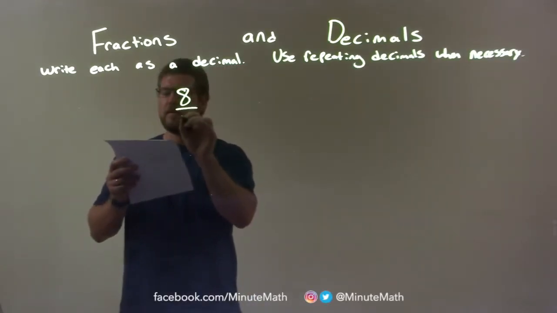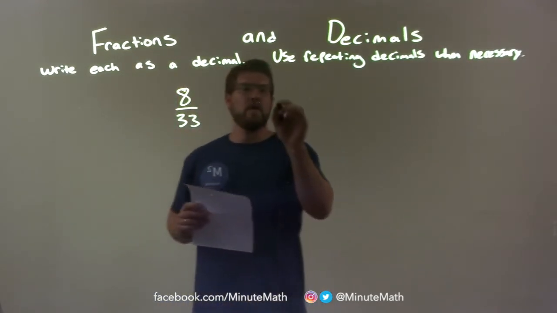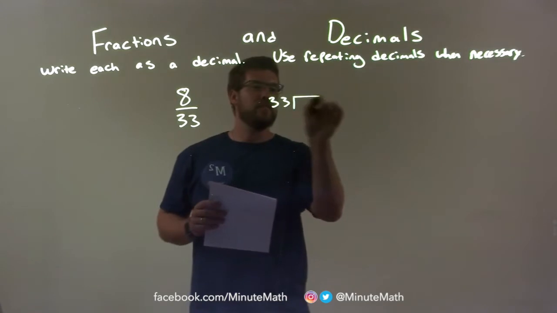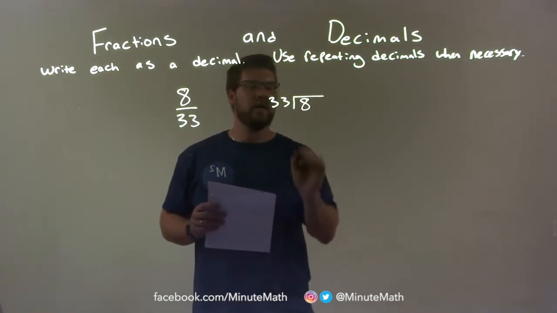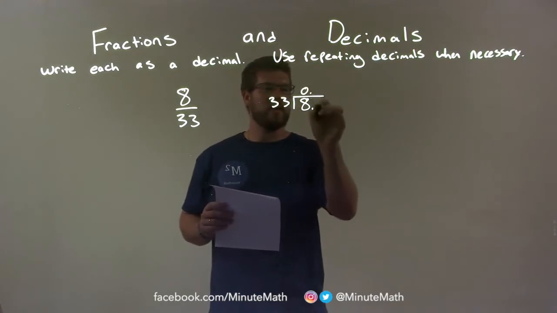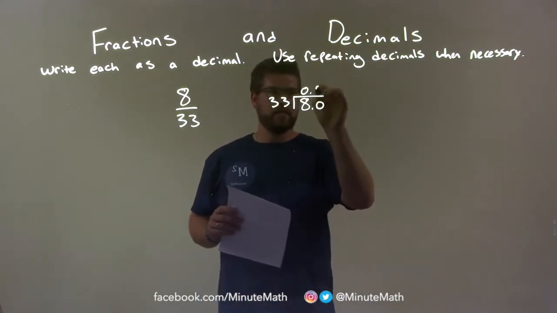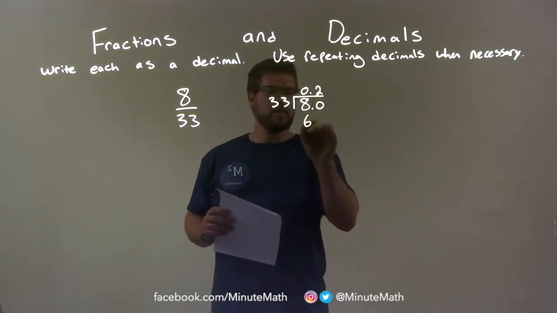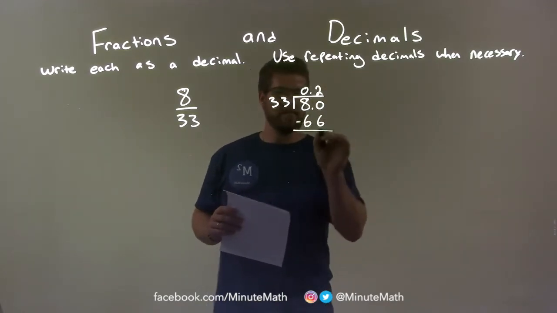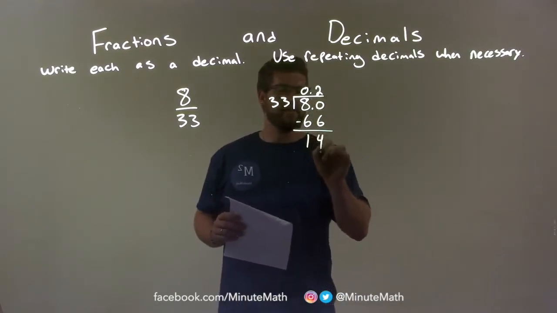8 and 33. So I'm going to use long division here, okay? So 33 goes into, well, 8. Well, can 33 go into 8? No. So we have to add another place value here, and we have 80. Now 33 can go into 80 2 times. 2 times 33 is 66. So we subtract that. 80 minus 66 comes out to be a 14, okay?